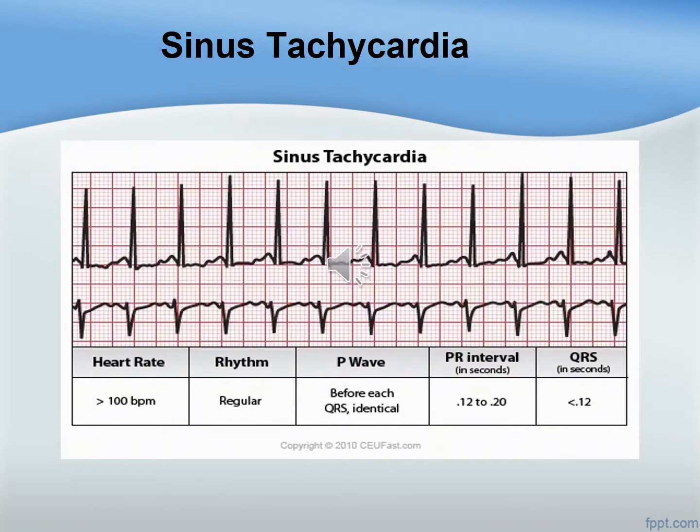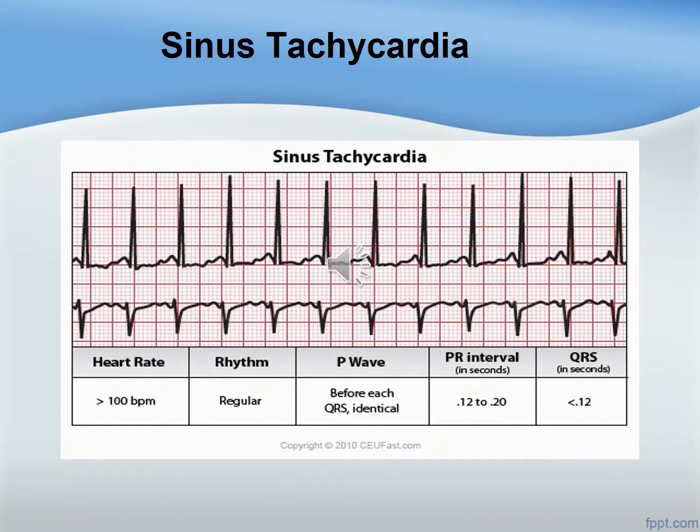So here's a strip on sinus tachycardia. On an EKG, the rate is greater than 100 beats per minute. The rhythm is regular again. The P wave is consistent in size and shape, the P wave is before each QRS, and they are identical. The PR interval is normal, and the QRS duration is normal. So again, everything is normal except the rate is greater than 100.